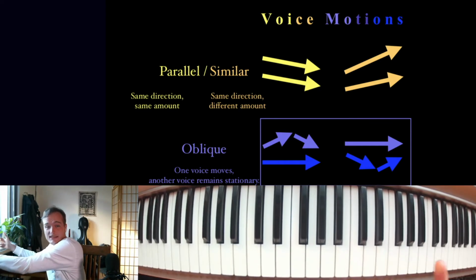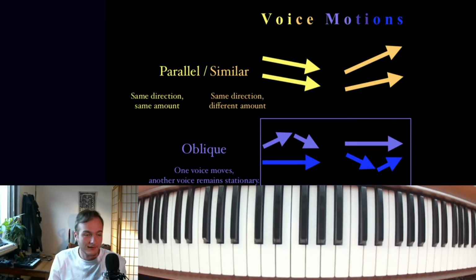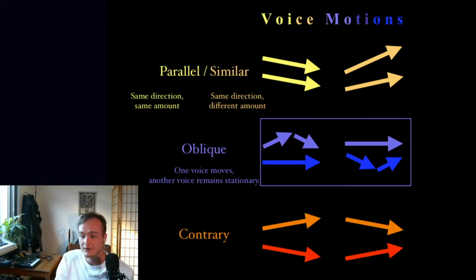They both land on D, but they move away from each other to get there. And that's an example of contrary motion. As we'll see, these voice motions are really useful for discovering the relationships between chords and how different voices move relative to each other and connect the different chords together so that we hear it as a chord progression. So that was contrary motion.